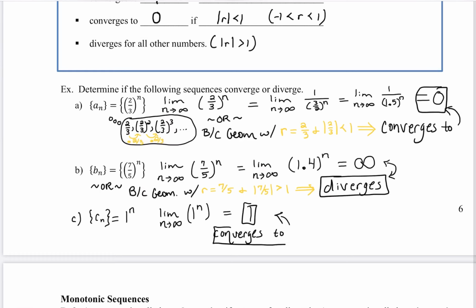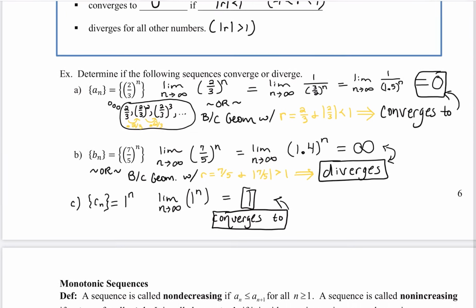All right, so geometric is kind of nice. You can just look at the base and then quickly tell. But you can always just go back to the limit too. That's really the heart of this section.